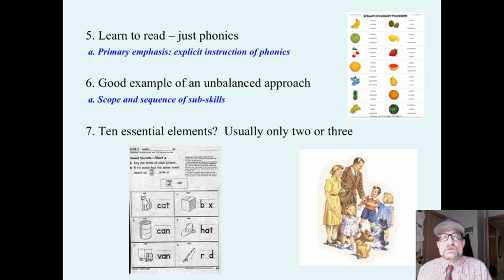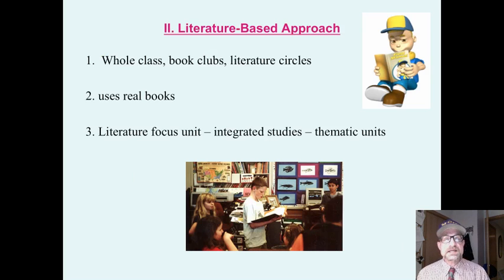This idea is based on the erroneous assumption that you learn to read simply by discovering phonics. You just teach them phonics, and if kids don't know how to read, you teach them more phonics. And if they don't know how to read still, then you give them more of what is not working, more phonics instruction. This is a good example of an unbalanced approach, where you look at just the scope and sequence of skills. You follow the scope and sequence, thinking that every human being is a standardized product. Of the 10 essential elements, there's usually 2 or 3 here.